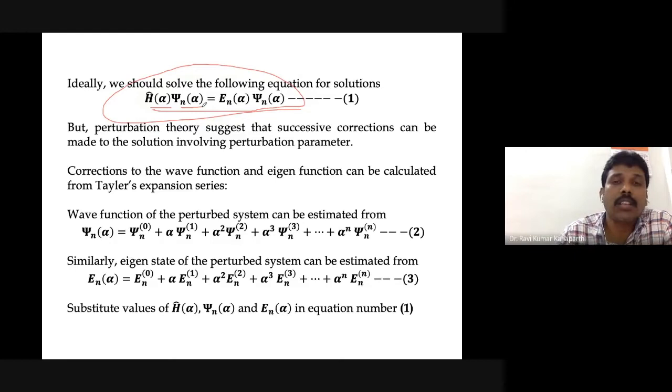Then naturally the eigenenergy also changes. Ideally we should solve this, but we are dealing with a complicated system which cannot be handled by a simple method of solving the Schrodinger wave equation. Therefore, as we don't have an exact solution, we approach it with perturbation theory.